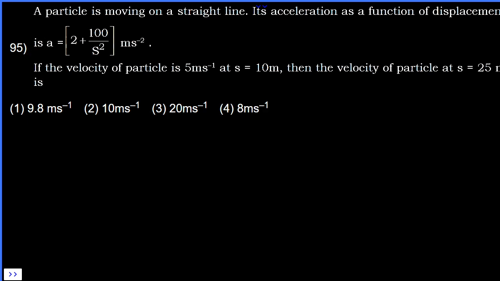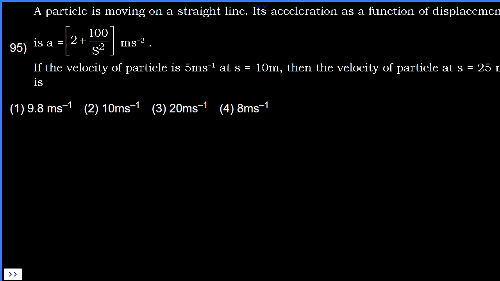Next one is problem number 95. A particle is moving on a straight line. Its acceleration as a function of displacement is a equal to 2 plus 100 by s square meter per second square. If the velocity of the particle is 5 meter per second at s equal to 10 meter, then the velocity of the particle at s equal to 25 meters is? We have to find the velocity.